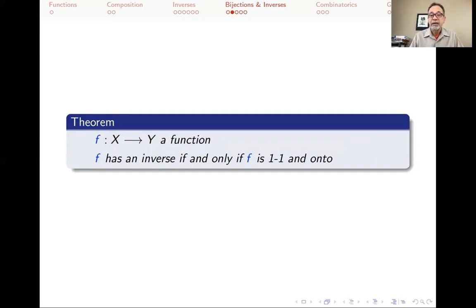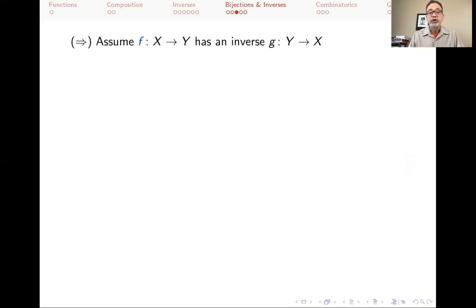This is if and only if, which means we have to prove two directions. If f has an inverse, then prove that it's both one-to-one and onto, and assume that we know that a function is one-to-one and onto, and prove that it has an inverse. For the first direction, we assume that we have a function f that has an inverse, and that inverse is g. We have to show that it's both one-to-one and onto. So even in this one direction, we have to prove two things.